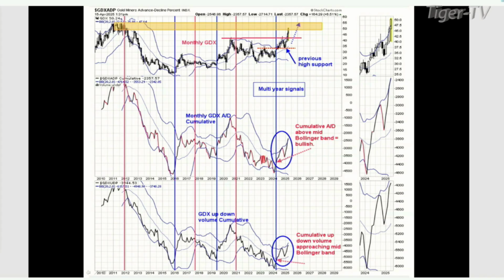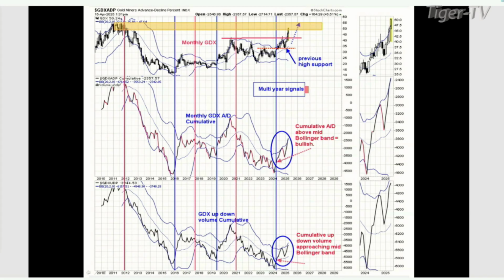Keep showing this. This chart goes back to 2010. Bottom window is GDX cumulative up down volume. Next window higher is a monthly GDX advanced decline cumulative. It gave a buy signal March of 2024, still on a buy signal. Higher highs on this indicator showing the internals are getting stronger. Uptrend is intact. It doesn't try to pick out all the wiggles in the market, but this trend is going.